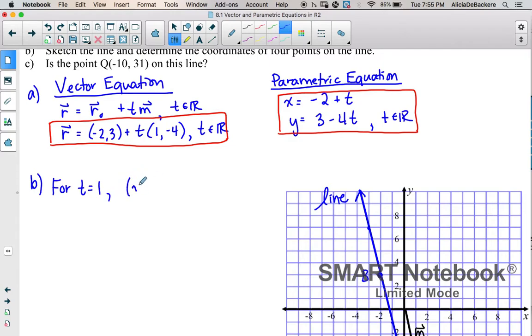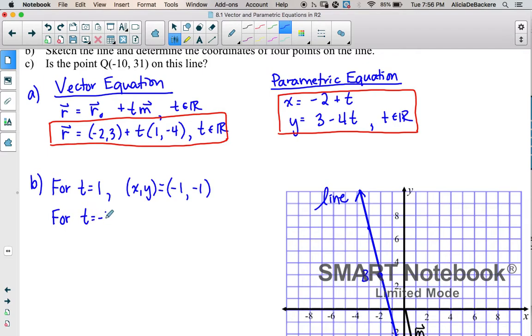And then I'm going to figure out that x, y, so that's my r vector, would be equal to, and I'm just subbing this in. You can either sub in the t = 1 here, and you're adding then -2 + 1 and 3 - 4. Or you could have subbed the t in over here, right? And then you would have gotten -2 + 1 and 3 - 4. It doesn't really matter which one you're looking at if you have both. And then I'll just keep going. I'm just going to pick 4 different numbers.